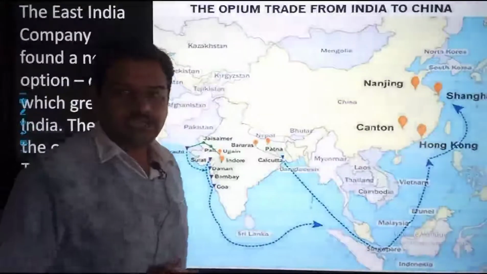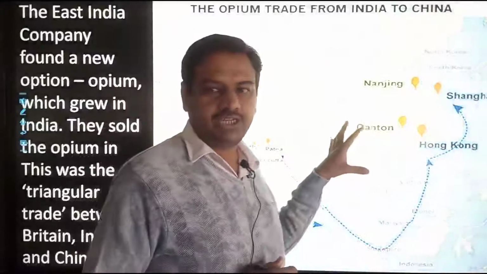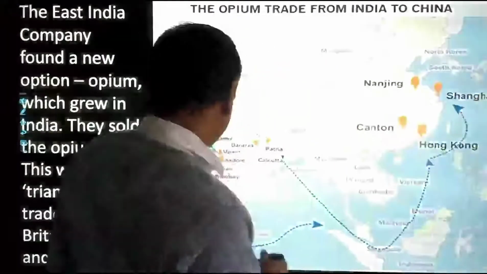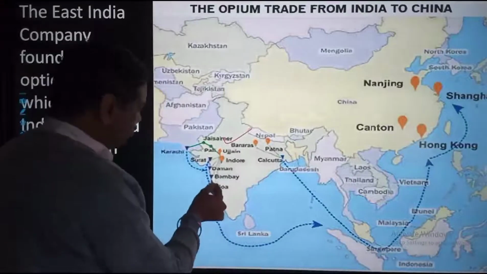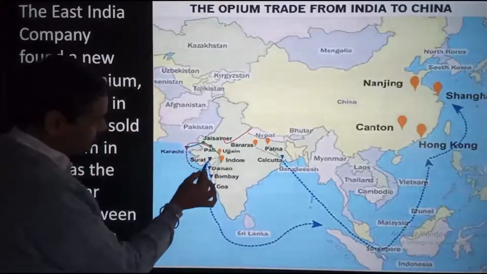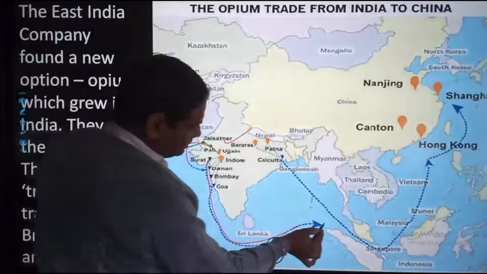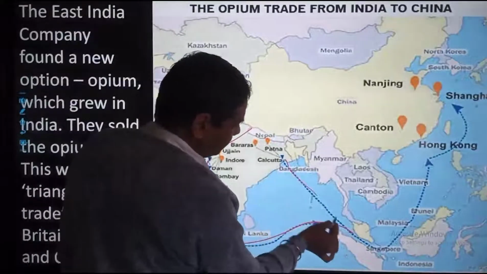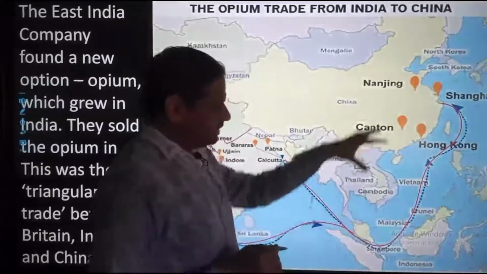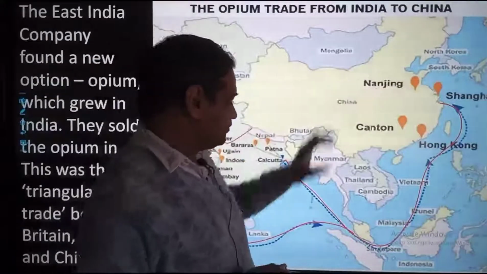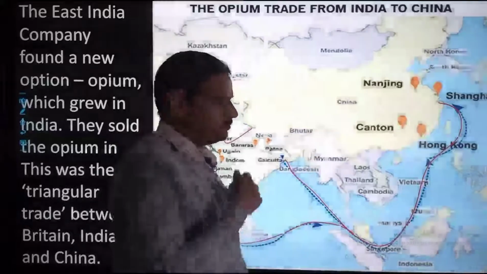So you can see how trade used to take place between Britain and China. You can see that this is India. Mainly opium used to be grown over here, and it used to be sent through different ports to China, mainly from Calcutta, and it was sent to the Canton region of China, from where the British used to purchase rice and tea, and as a result there was the Opium War.